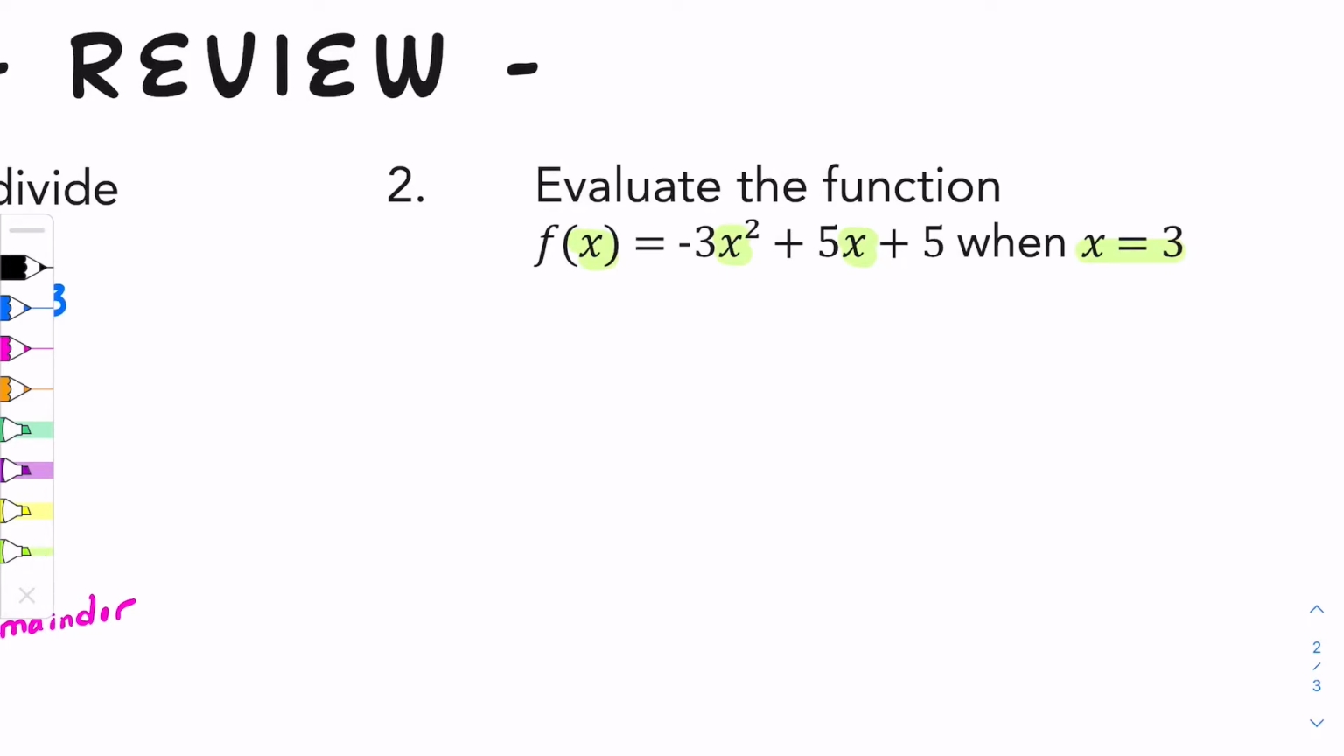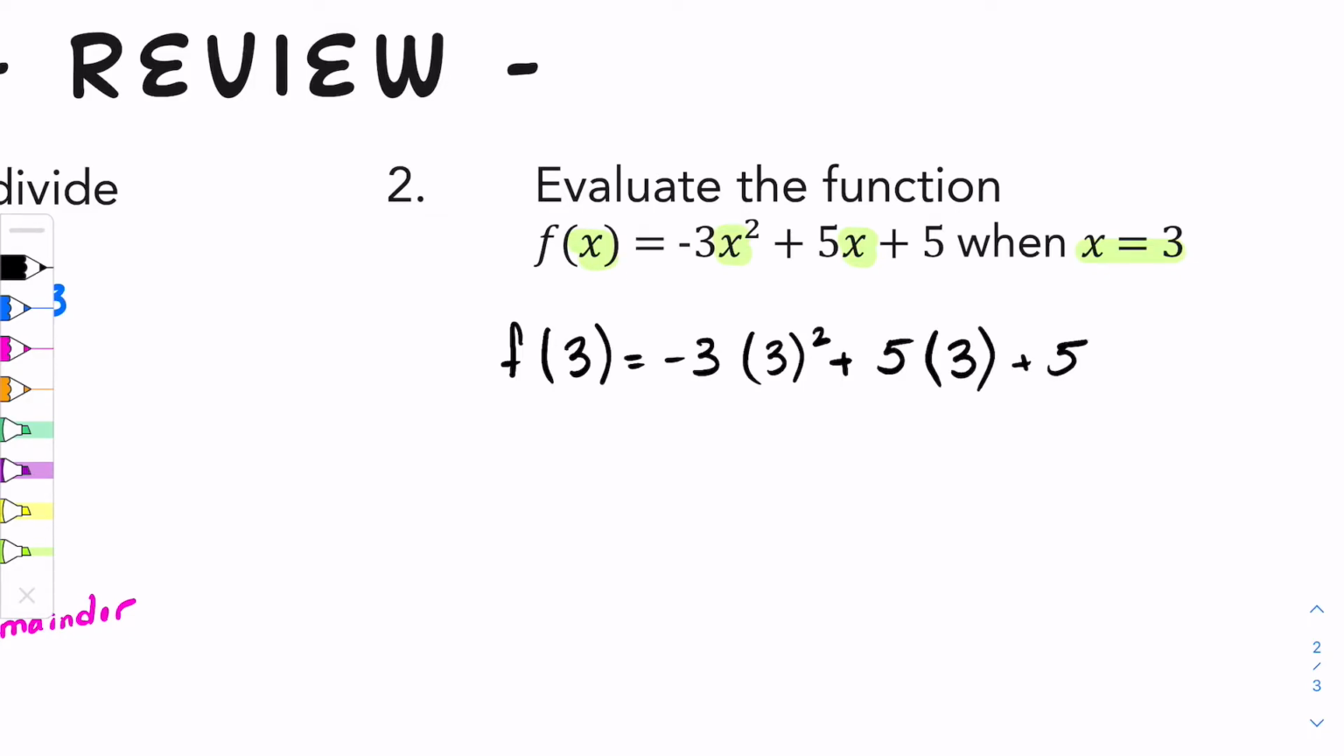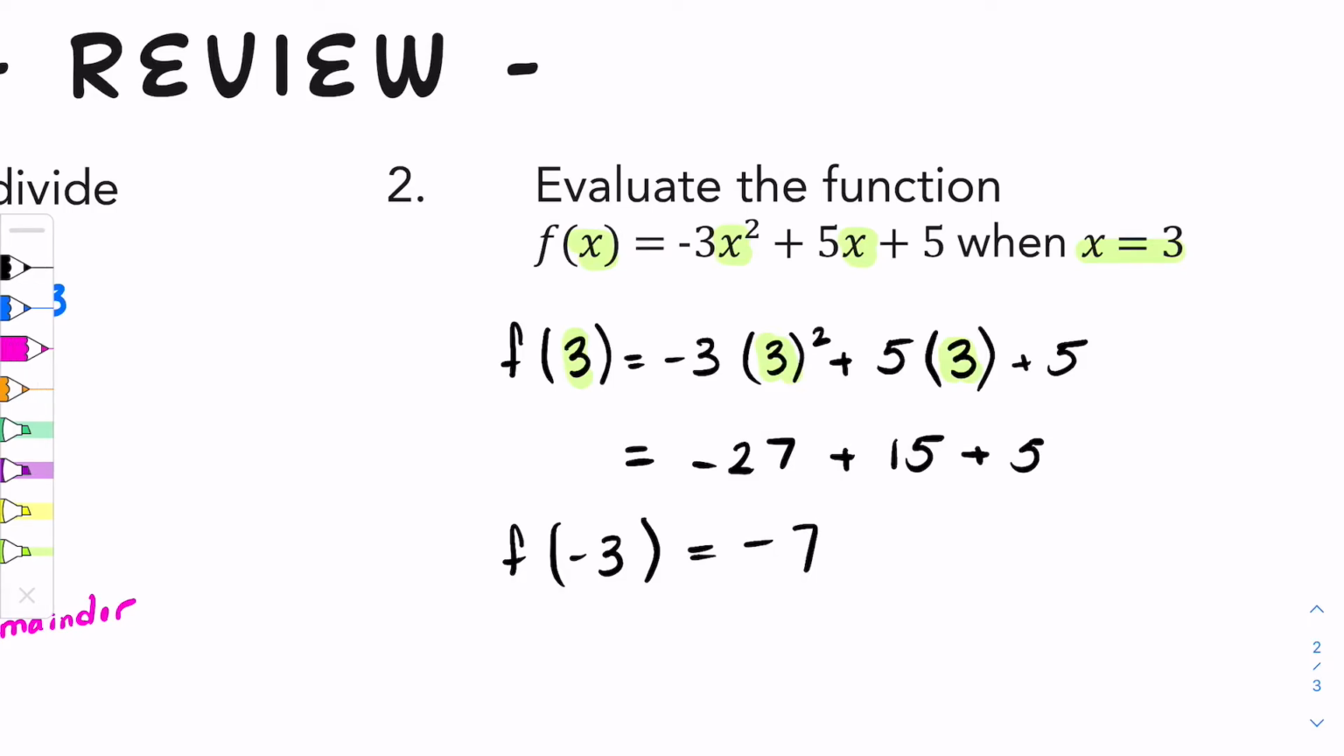For this function, we have f of 3 is equal to -3 times 3 squared, which is 9, plus 5 times 3, plus 5. -3 times 9, or times 3 squared, is negative 27. 5 times 3 is 15, plus 5. When we simplify this, f of 3 is equal to negative 7.